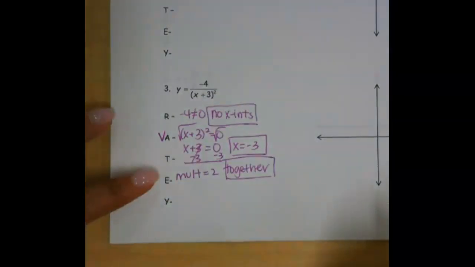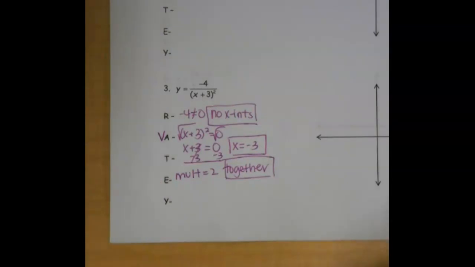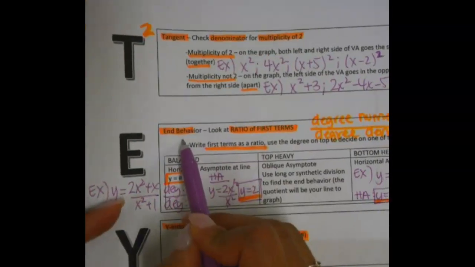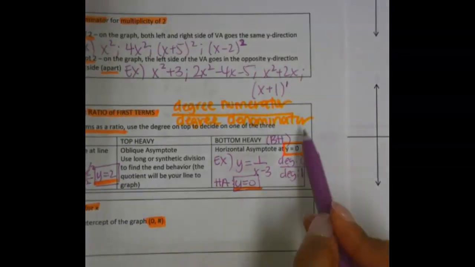Chris, what does E stand for again? I forgot. End behavior. So when we're looking at the end behavior, what do we need to look at again? The degree of your numerator and denominator.